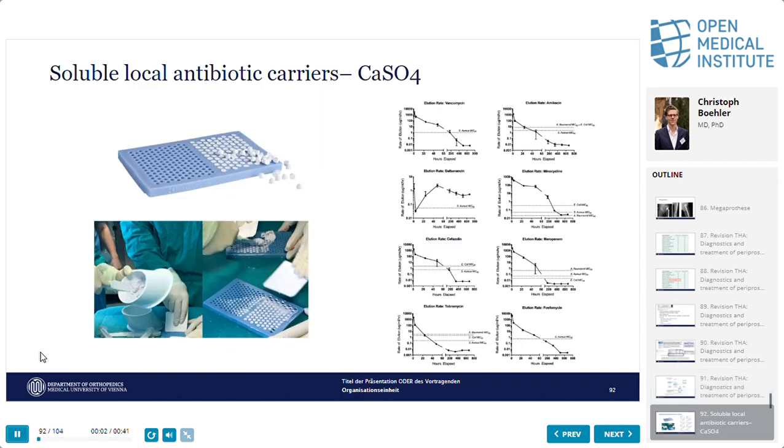So this is something more or less new, Stimulan. You all know it, so calcium sulfate beads you can add to, as well as one stage as a two-stage revision. And here the critical thing that makes it better than the spacers alone is that you have a high value of antibiotics in your wound for a couple of days, while the spacer, after 48 hours, you don't have any vancomycin left. Okay, so these are the concentrations after putting it in.